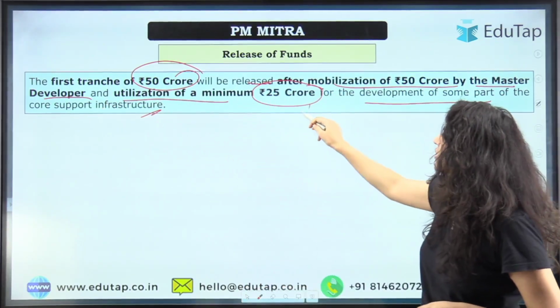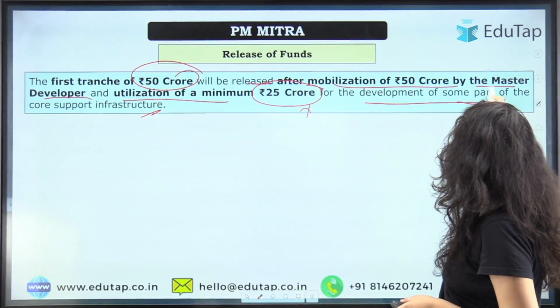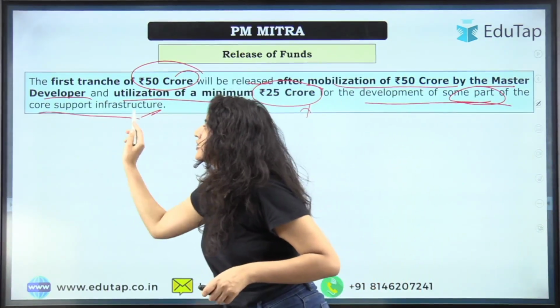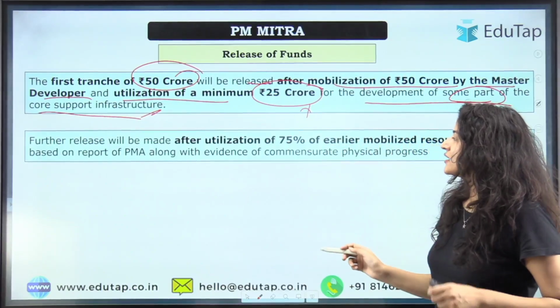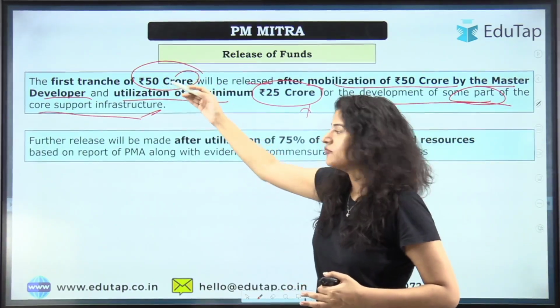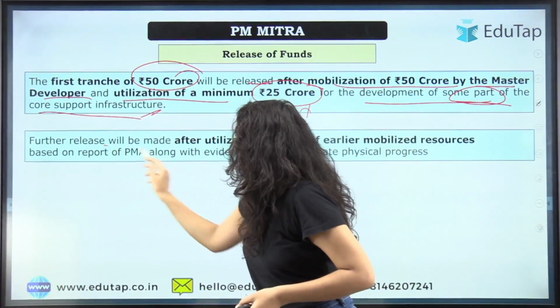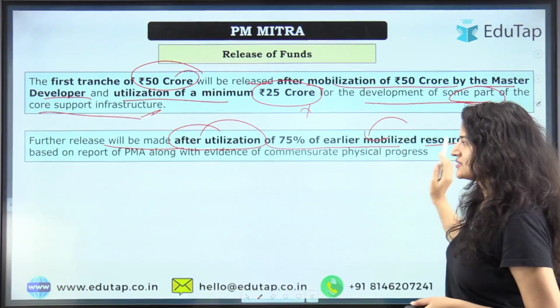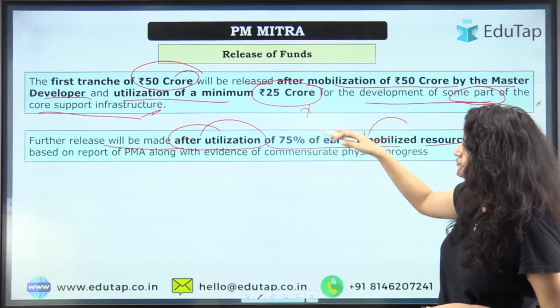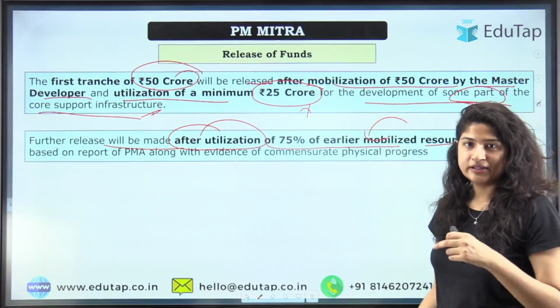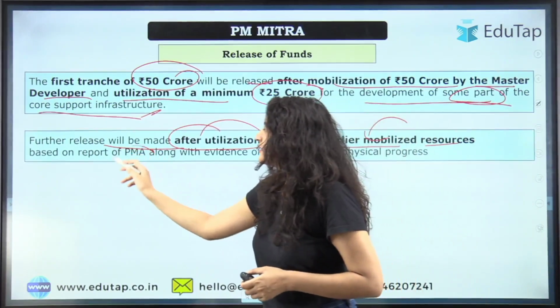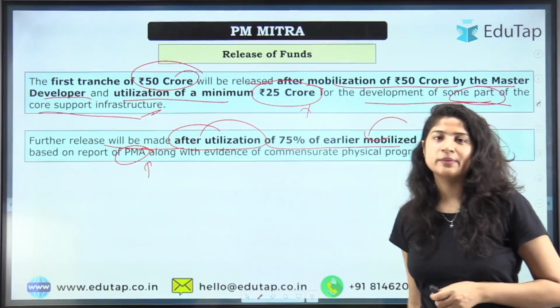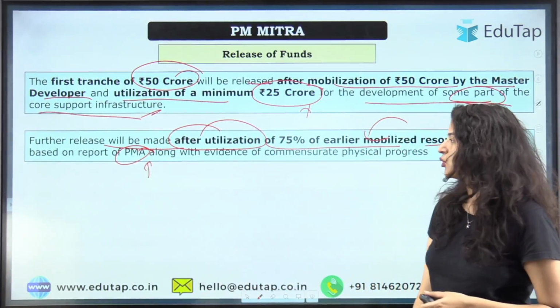And here we are talking about this 50 crore being utilized for at least some part of the core support infrastructure. Then after this step, the further release will be made after utilization of 75% of earlier mobilized resources. Once that is done, the next release will be done, and of course that would depend on the monitoring agency report.